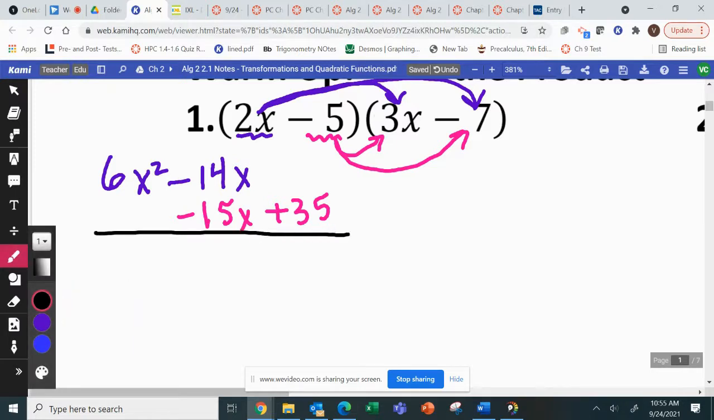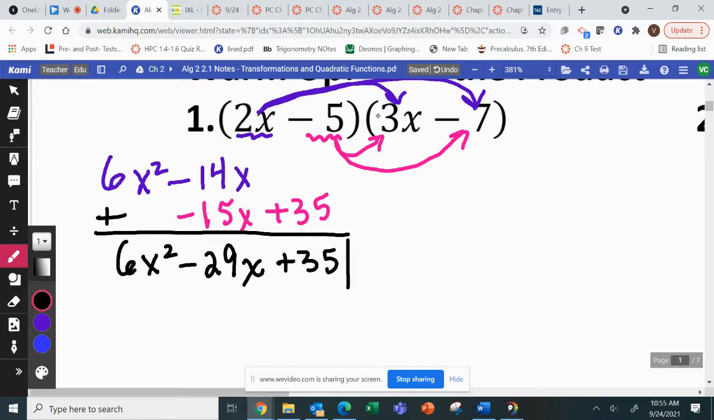Then I look for any like terms and combine them. So I get 6x squared minus, when I add these together, I have 14 x's and 15 more x's, so now I have minus 29 x's. What I'm adding didn't change. The number in front changed. And then I've got plus 35. So that is the so-called FOIL method, or the distributive property, which is what the FOIL method is.